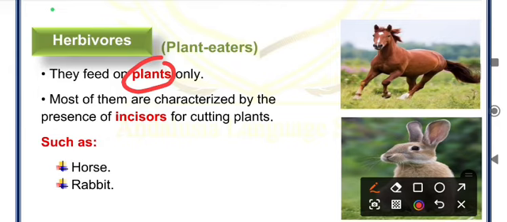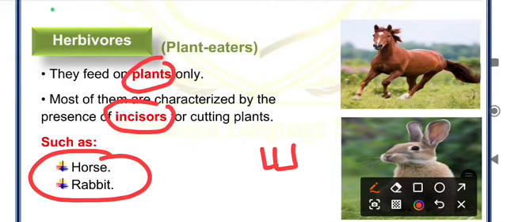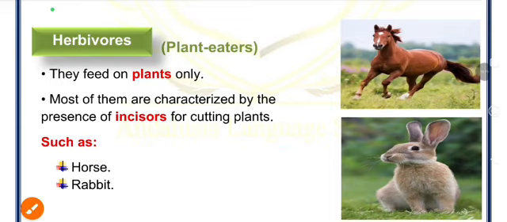Okay? These animals are characterized by incisors for cutting plants. Their teeth are like incisors like this. These are incisors to cut the plant. So herbivores eat plants only, like horses and rabbits. They are herbivores. Why are they herbivores? Because they feed on plants only. Okay?